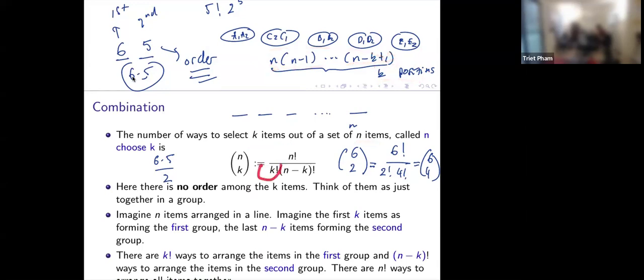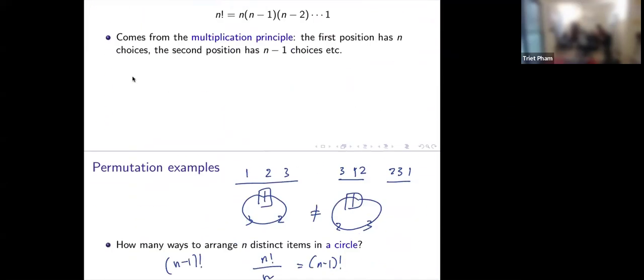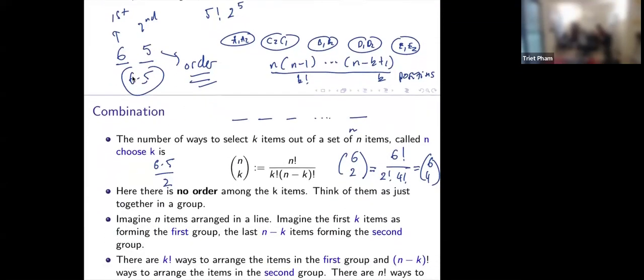So the division by k factorial takes that rearrangement, that order, out of this count. That's exactly from the permutation principle. So that's another way for you to look at it. Basically, the combination number inherently takes out the order by dividing by k factorial.